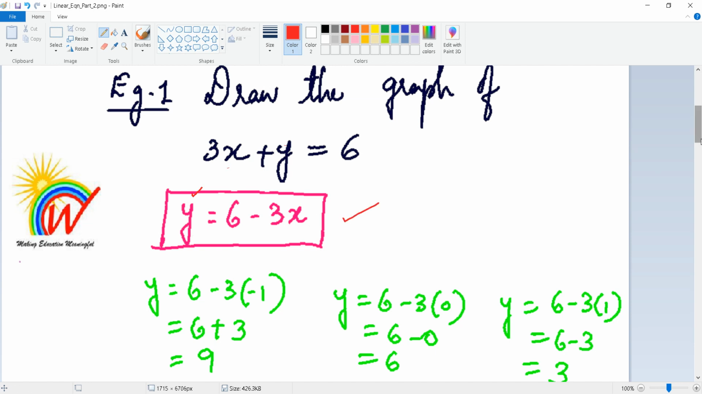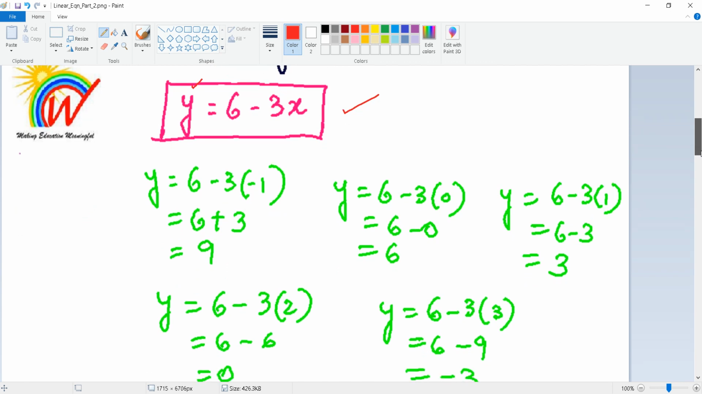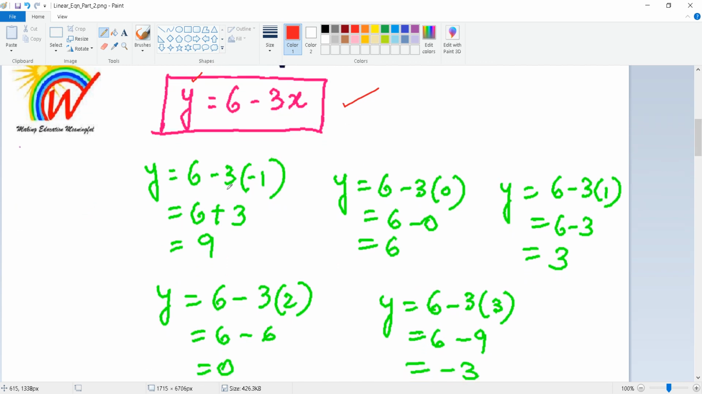Now let me find 5 points as usual. I've just taken 5 points. Let me take minus 1 for x here. If I take x equals minus 1, I plug in minus 1 over here. So I get 6 minus 3 of minus 1, which gives you 6 plus 3. That gives you 9. So I get a point minus 1 comma 9. Now I am putting x equals 0. What do I get? I get simply 6. So I get 0 comma 6 as a second point.